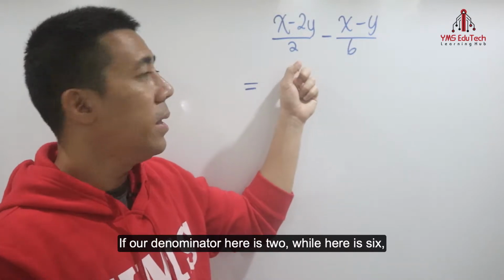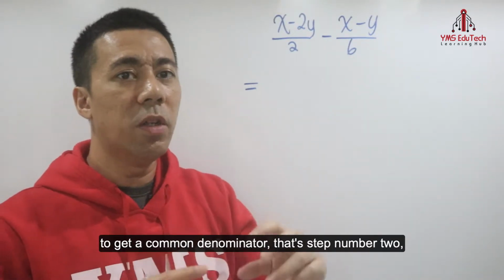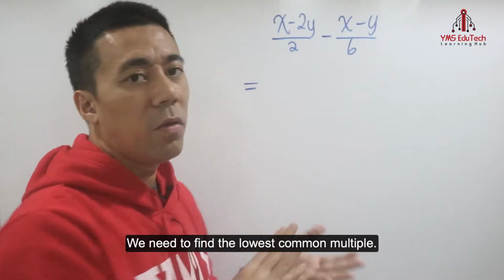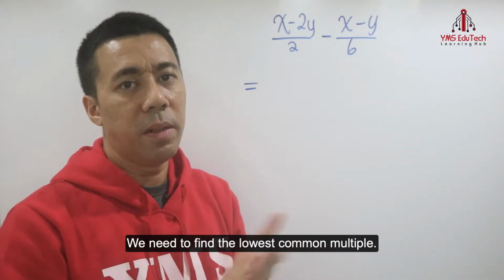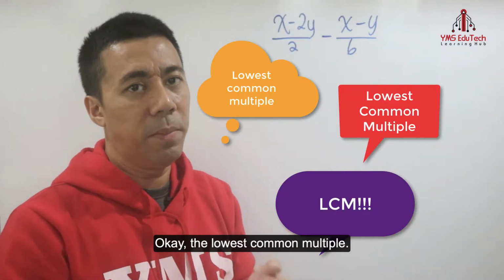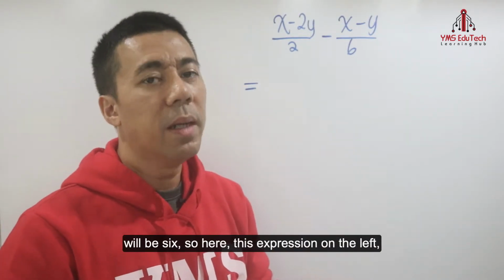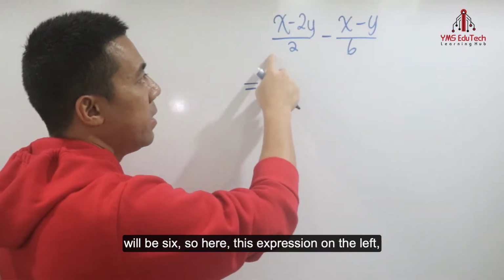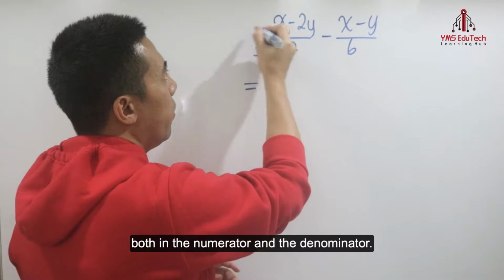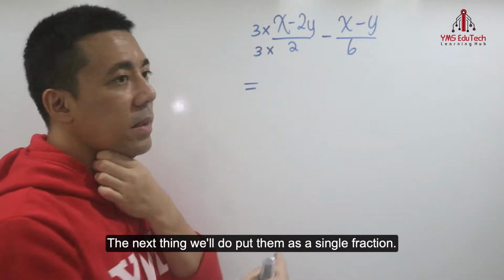If our denominator here is 2, while here is 6, to get a common denominator, that's step number 2, getting a common denominator, we need to find the lowest common multiple. So the lowest common multiple of 2 and 6 will be 6. So here, this fraction on the left, I need to multiply by 3 both in the numerator and the denominator. The next thing we'll do, put them as a single fraction.